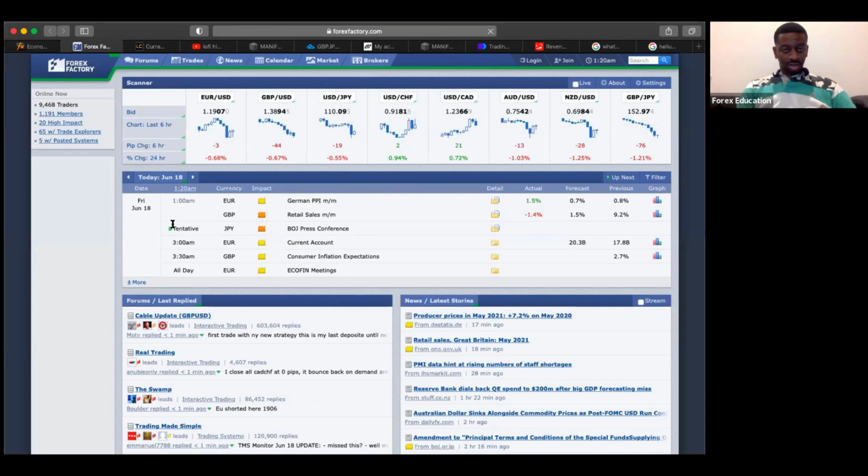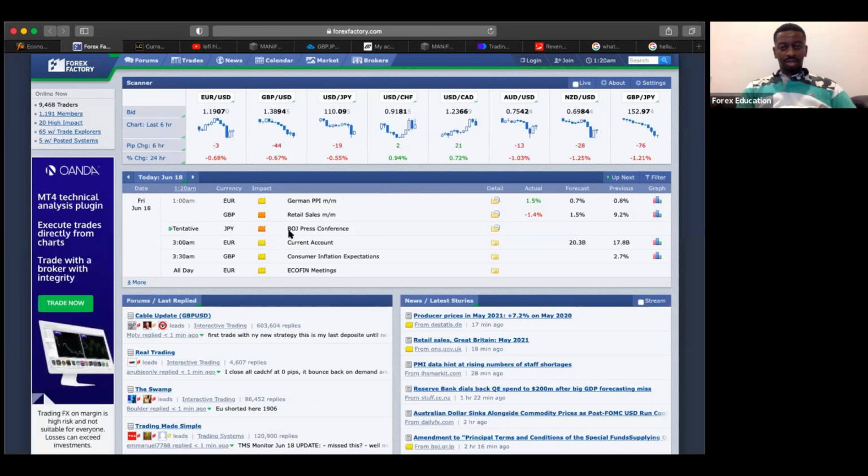All right, let's refresh. You can see here, JPY BOJ press conference is pending or tentative. So we'll keep an eye on that one. Other than that, you got orange folder, Great Britain pound. Then should be a pretty clear night tonight. We'll see how it goes.